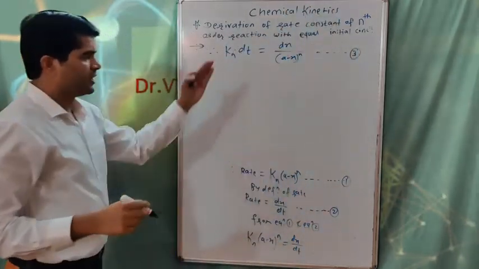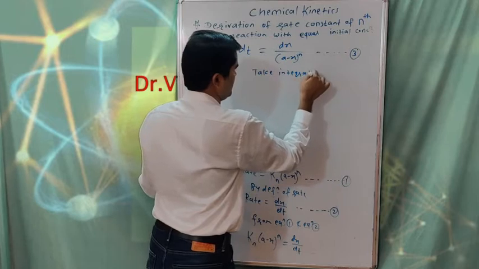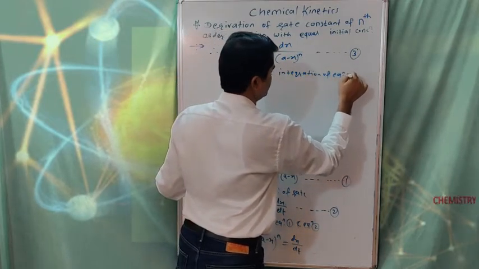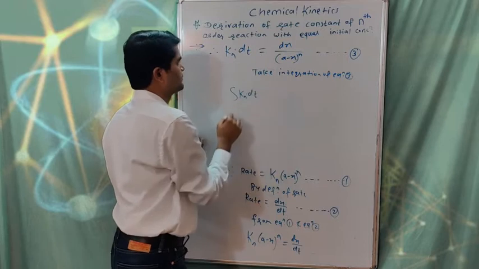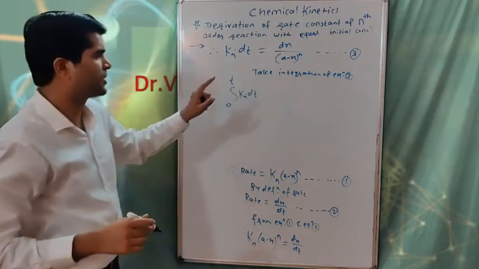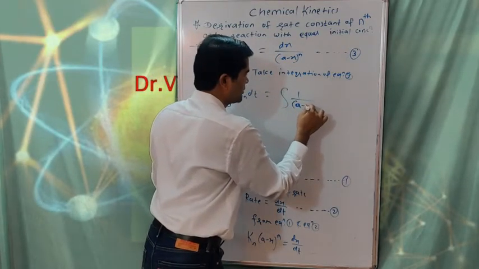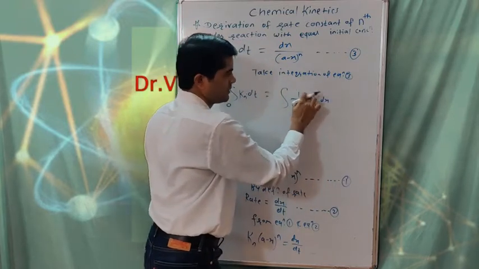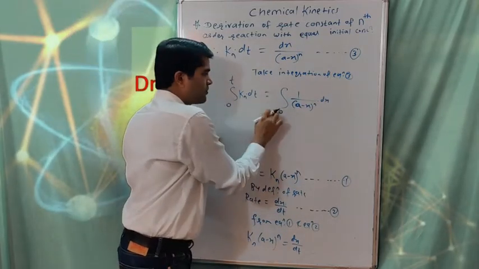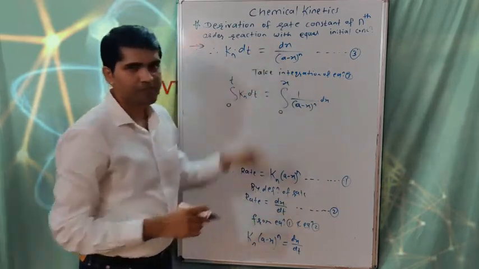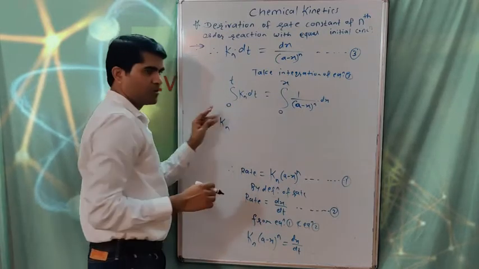So now take the integration of equation 3. Integration of Kn dt, limit will be 0 to t for time, is equal to integration of 1 upon (a minus x) raised to n into dx. Instead of writing dx there, I am writing it here. And x is the concentration of product. When time was 0, product was 0. At time t, product was x. So 0 to x. Here Kn is constant, take the constant outside the integration.